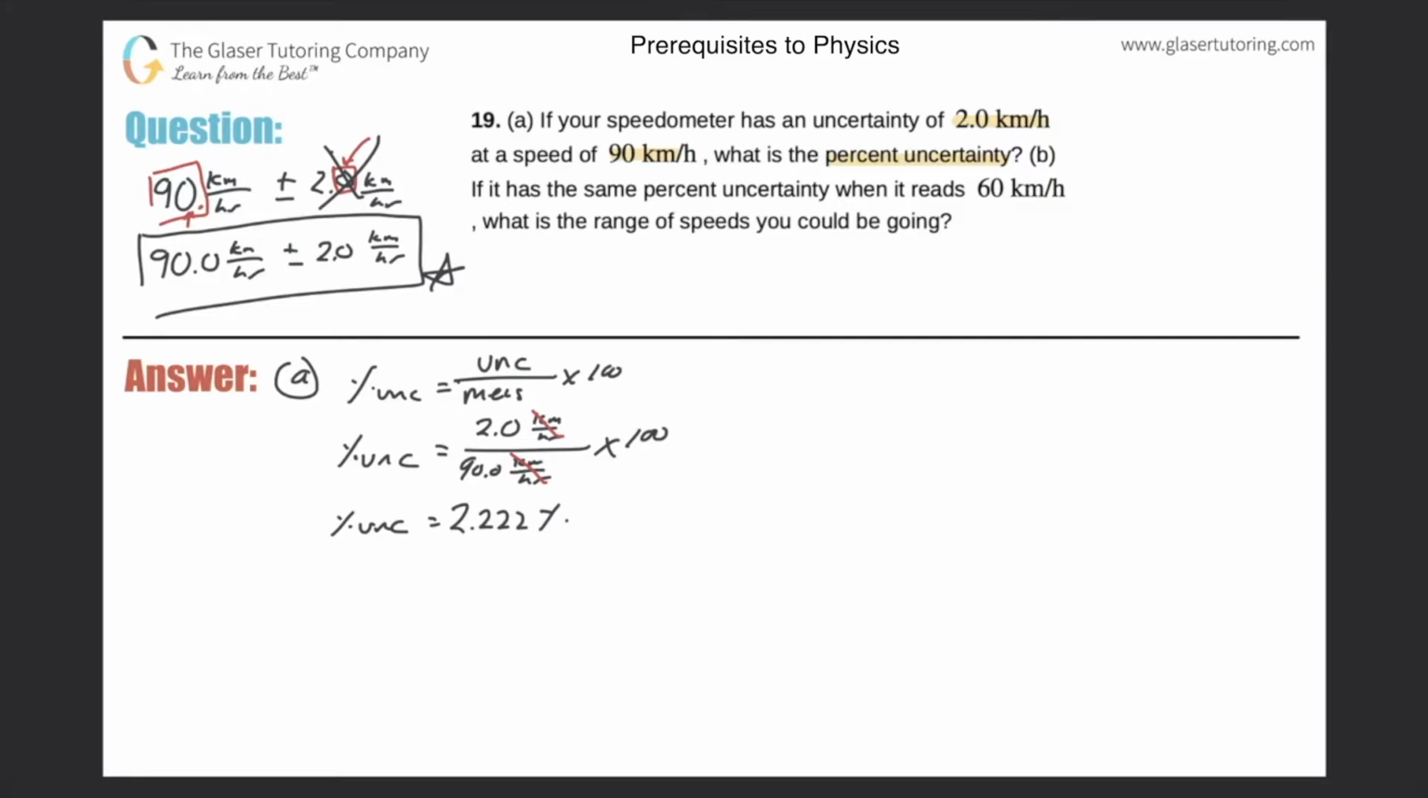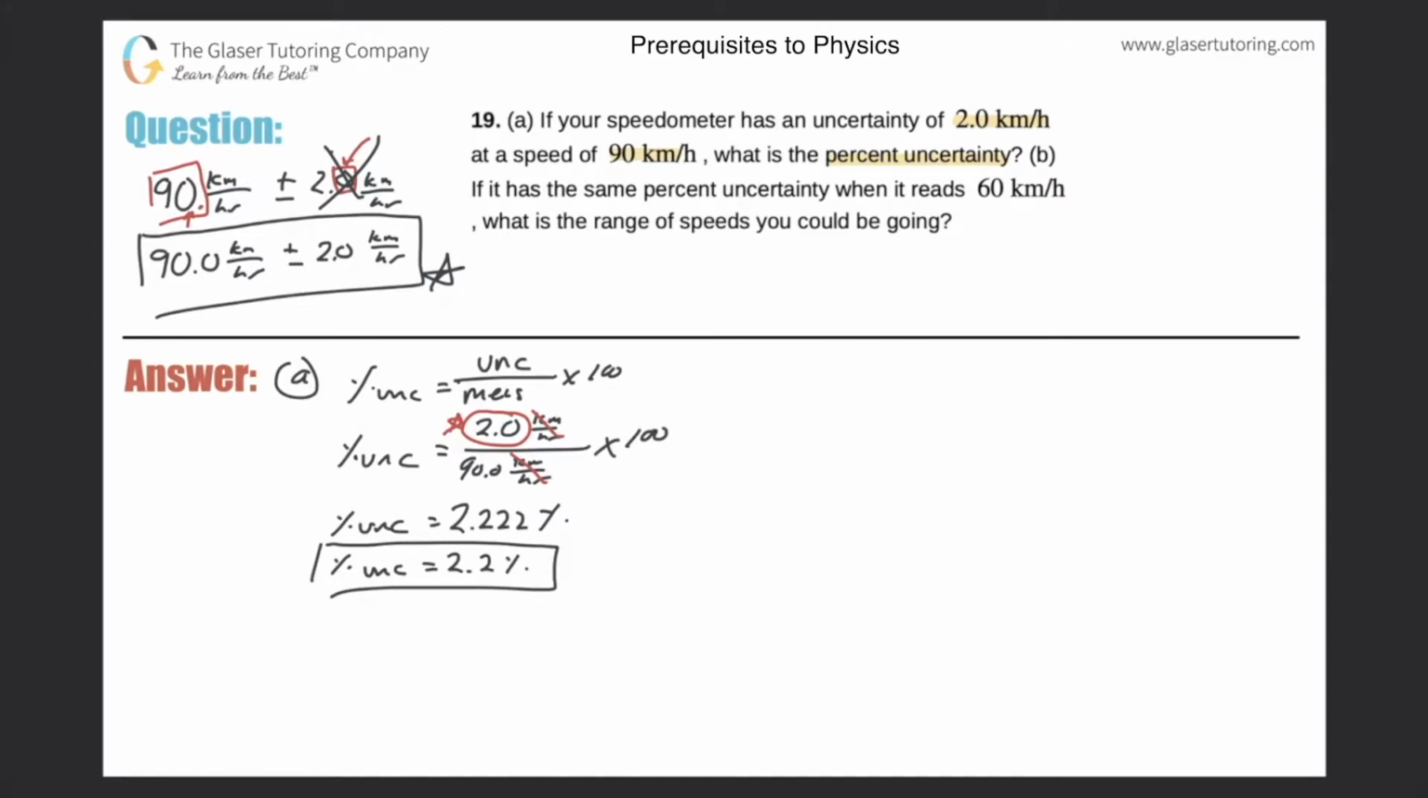Now, the answer should have no more significant figures than the value with the least. The numerator had 2 significant figures, whereas the denominator had 3. So my answer cannot have more than 2 significant figures. So now all I need to do is round this slightly. So the percent uncertainty will be equal to 2.2%. Great. That would be the answer to part A.